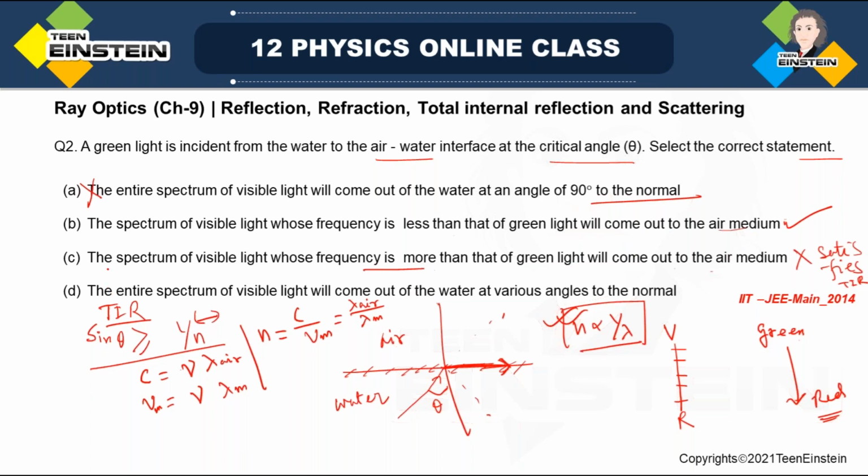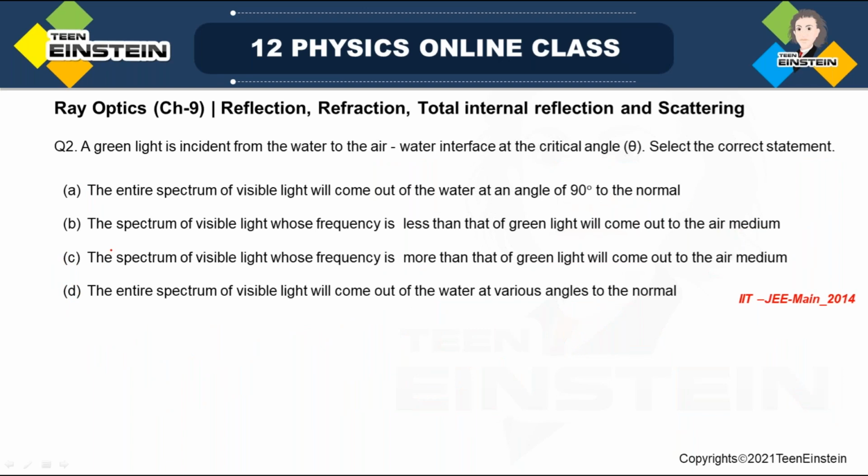Now look, see the last option. So the third option is not correct. Entire spectrum of visible light will come out of the water at various angles to the normal. This is also not true. Okay, I think I will just summarize what we have done here.